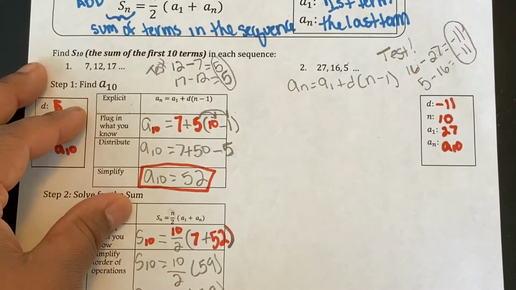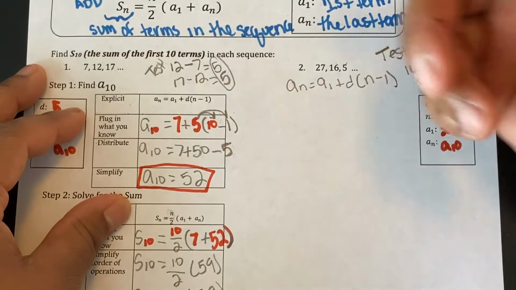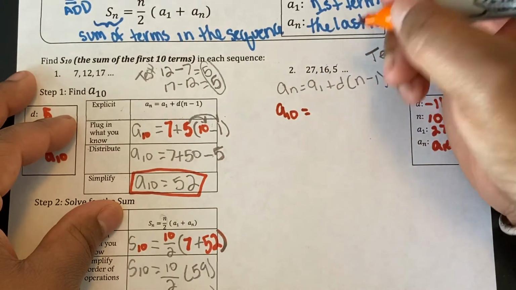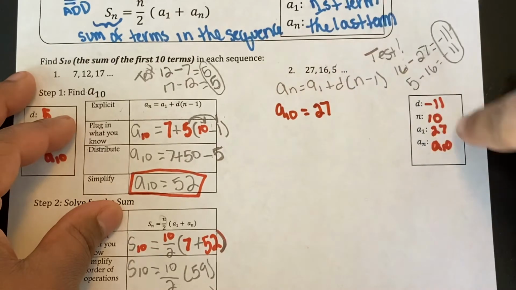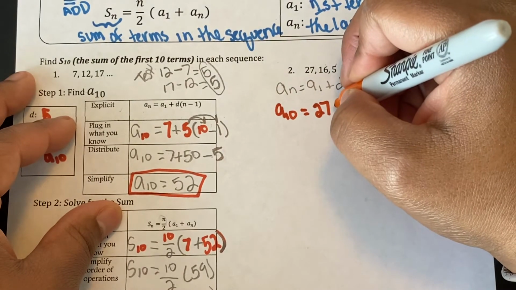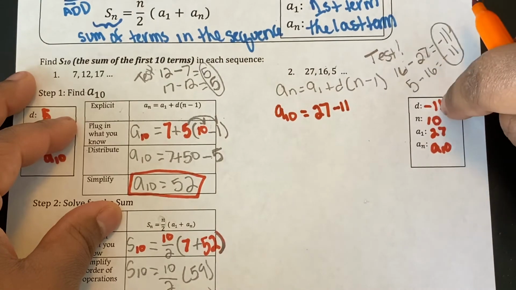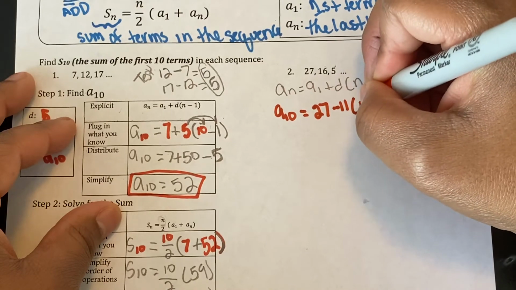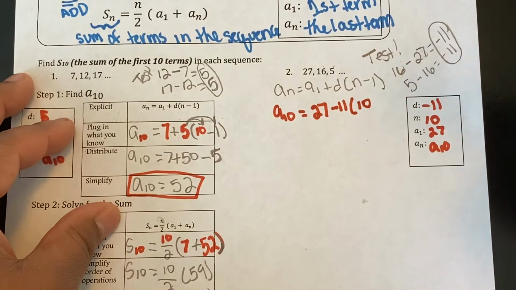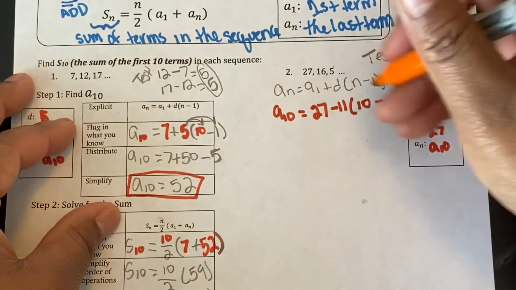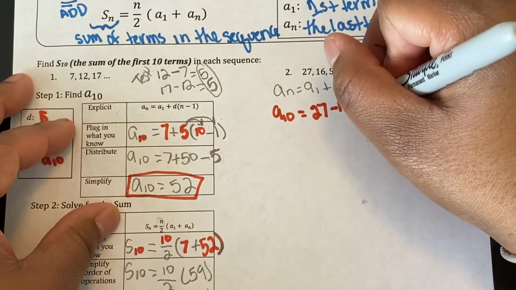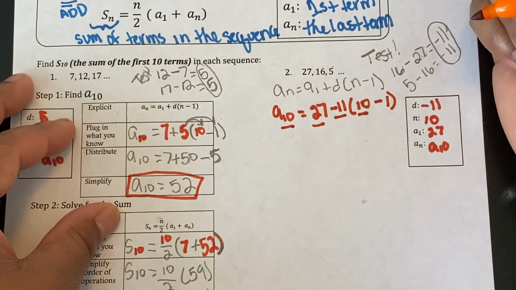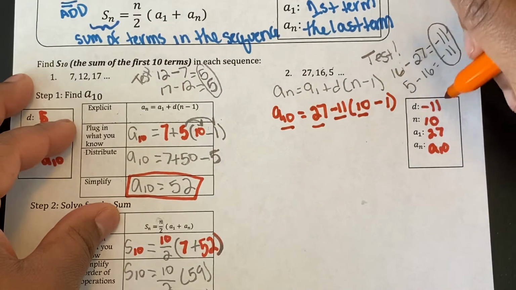Now let's plug in what we know. We're trying to find the 10th term, so a sub 10 equals a sub 1, which is 27, plus negative 11, because we're subtracting 11 each time, times 10, because 10 is n, minus 1. So I plugged in the 10, the negative 11, the 27, and the a sub 10.